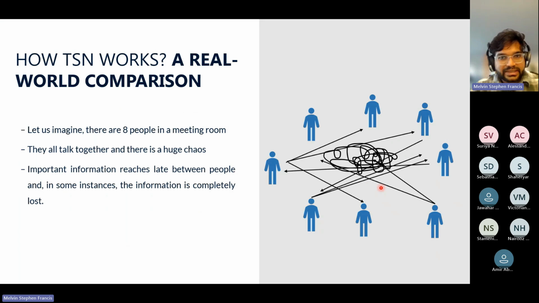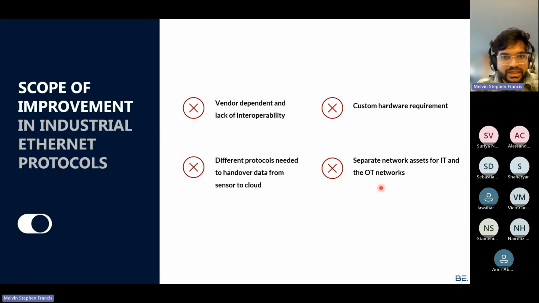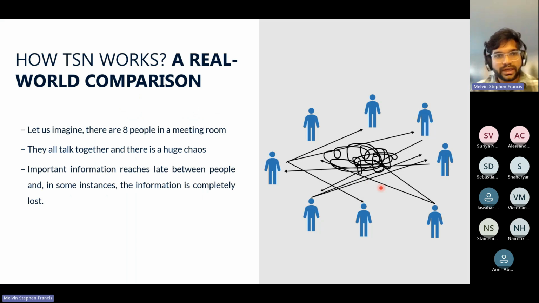So TSN might be a new concept for a few people here. So what I would suggest is, even if you know, this story would explain how you can understand TSN in an easy way. Imagine in a meeting room there are 8 people, and they are all talking with each other. And imagine that everybody is talking important information. So if all of them are talking at the same time, there is loss of information, there is confusion inside the meeting room.